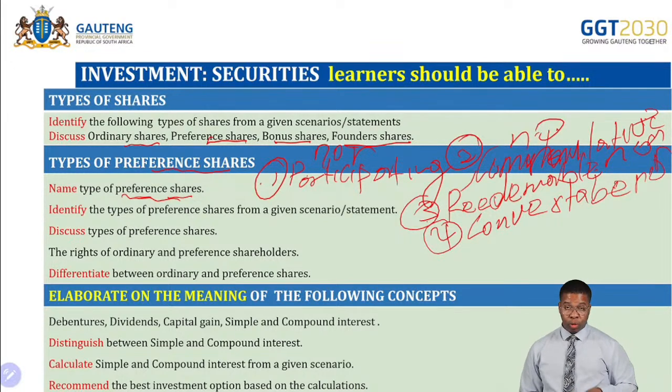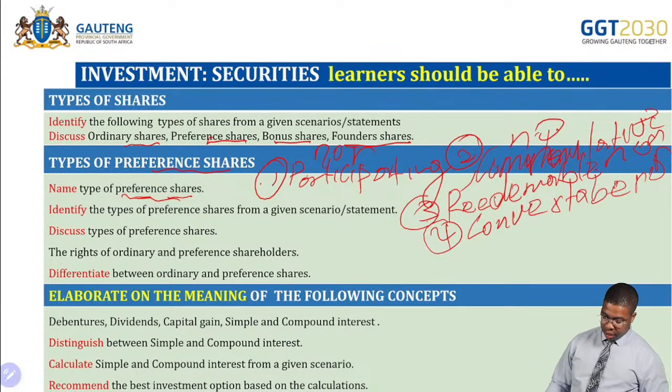And then you should know that there can be a scenario question which expects of you to identify, and you should know the rights of ordinary and preference shares and differences between ordinary and preference shares. To say ordinary shares will only receive dividends when profit is made, but now some of the types of preference shares will receive dividends whether the company has made profit or not.